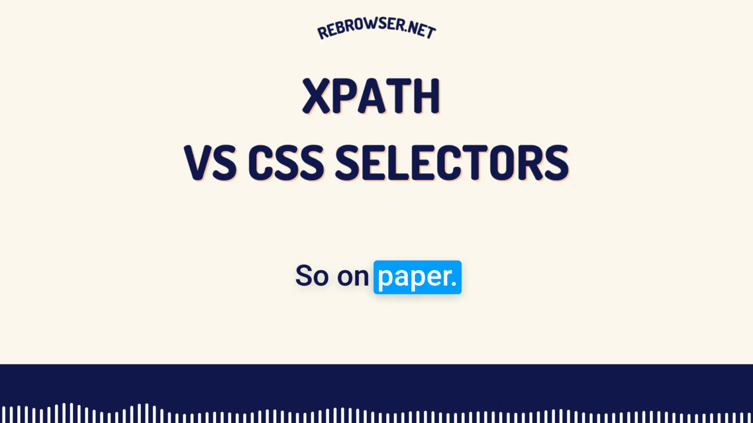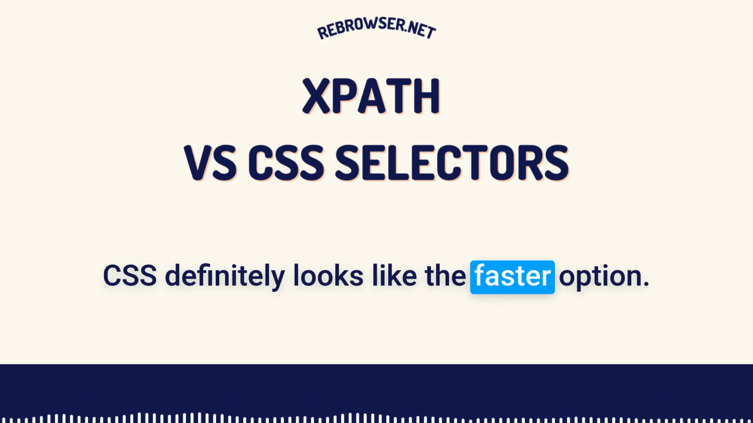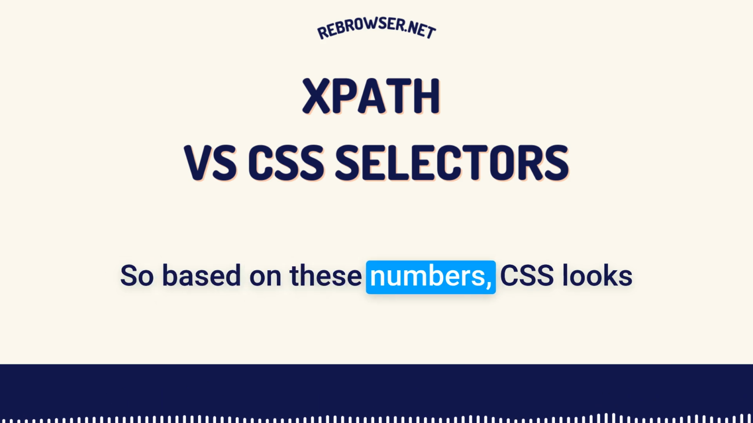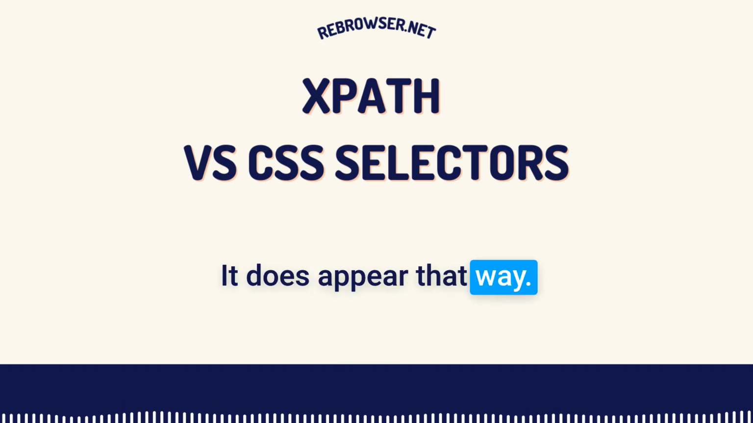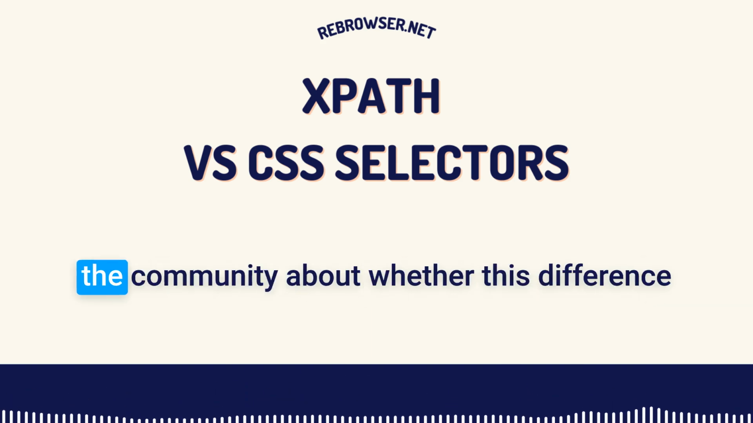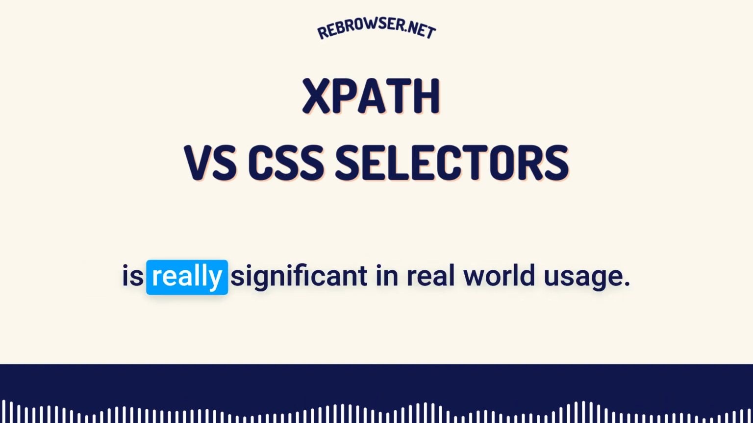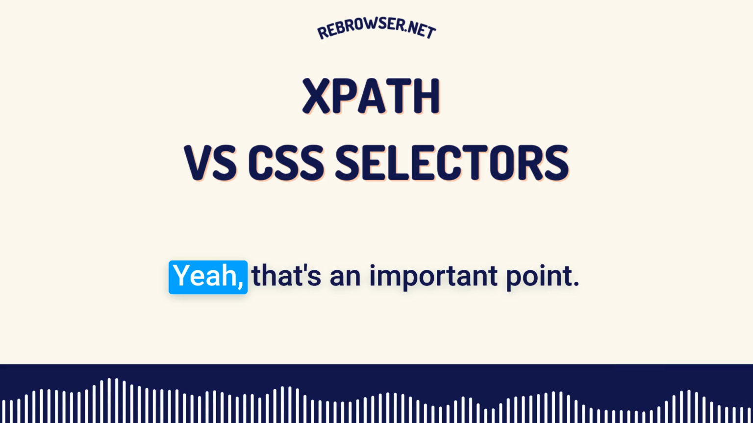So on paper, CSS definitely looks like the faster option. Right. So based on these numbers, CSS looks like the clear winner in terms of speed. It does appear that way. But I've also noticed a lot of discussion in the community about whether this difference is really significant in real-world usage. Yeah, that's an important point.